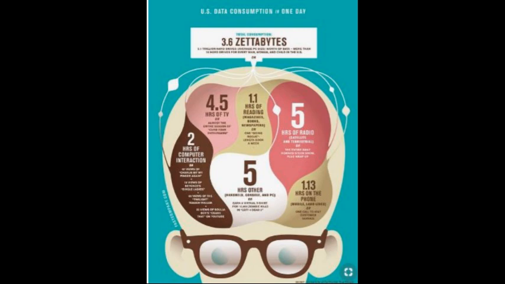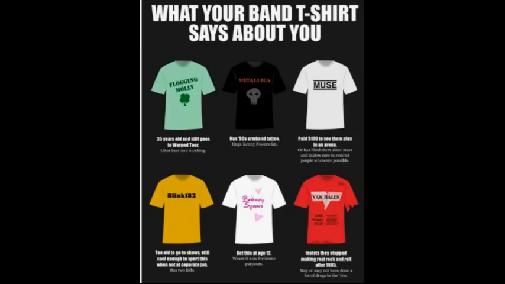It could be just factual information. It can be something kind of fun, like you see in magazines, what your band t-shirt says about you. It could be something that you kind of make up tongue in cheek, or it can be something that you have done true research on. If you do research, then you need to cite where you got the information from.